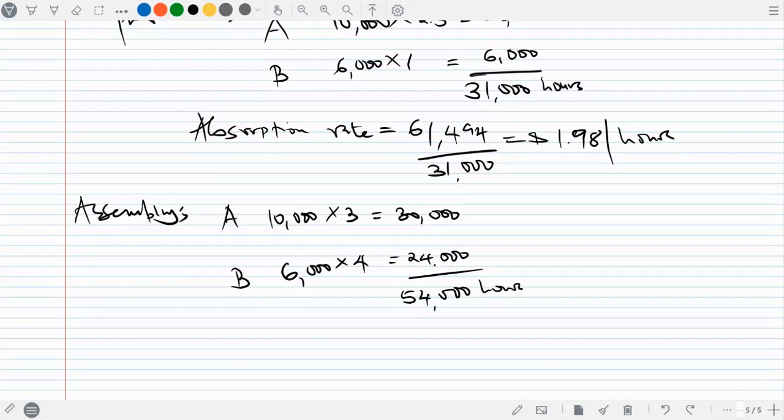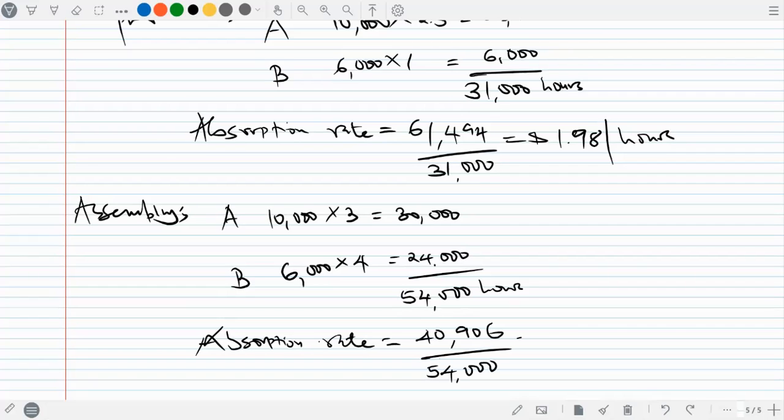Therefore, the absorption rate will be equal to the cost under the assembly department, which was 4,906. We divide by the total labor hours, which is equal to 54,000, to give us 0.76.